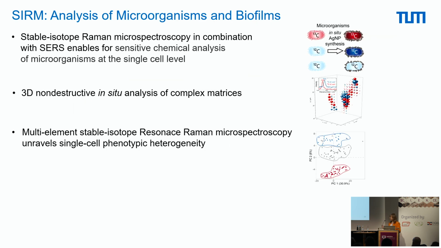So, at the end, a short summary: with stable isotope Raman microscopy, it's possible to perform analysis, but if we combine it with SERS, we can do it really sensitively. It is also applicable for 3D non-destructive in situ analysis of complex matrices, and with multi-element stable isotope resonance Raman microscopy, we can really unravel a lot of processes and get information about single cell heterogeneity.